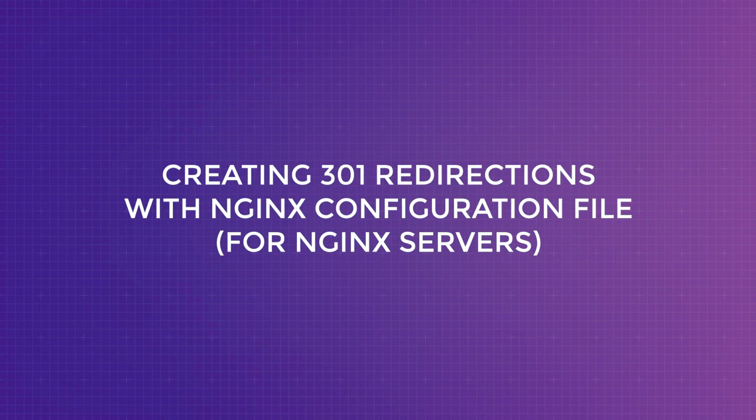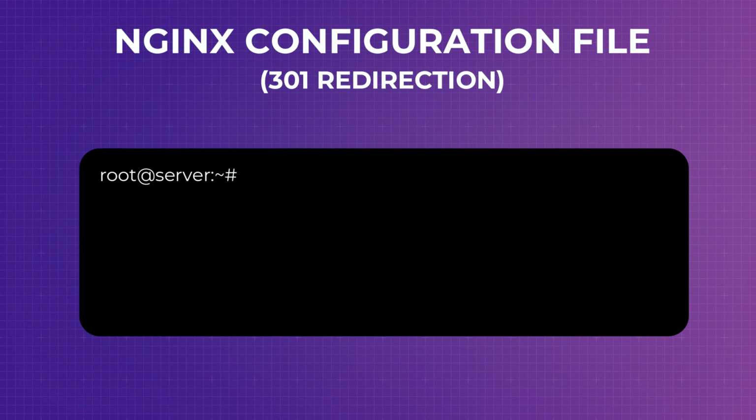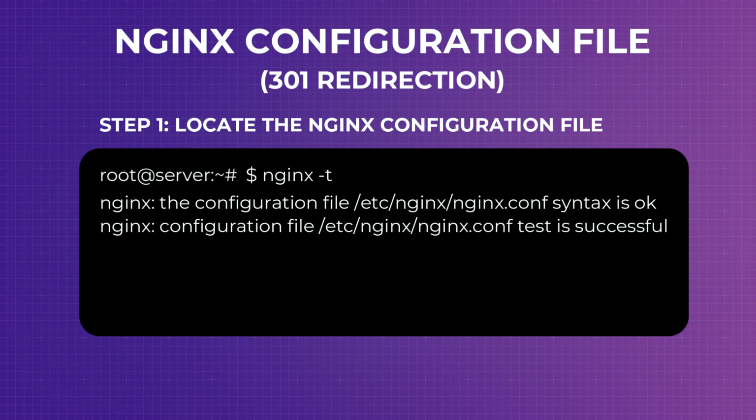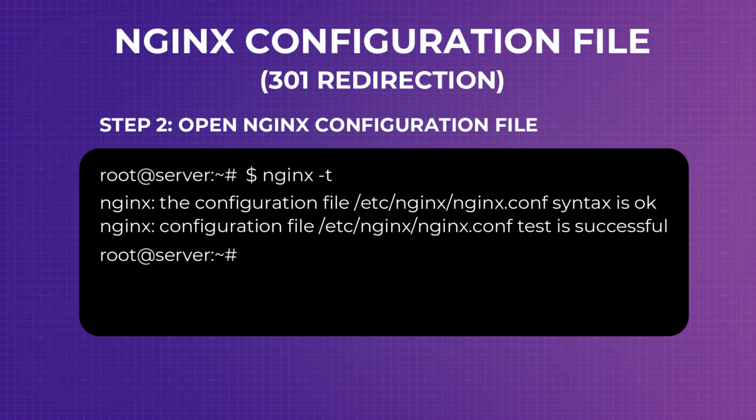Now, let's talk about if your website is hosted on an Nginx server. The location of the Nginx config file varies from server to server. So to locate the file path of your config file on your SSH or command line, you want to add this command and you will see something like this. The file path of your Nginx config file is this. The next step is to execute this command to open up the config file.